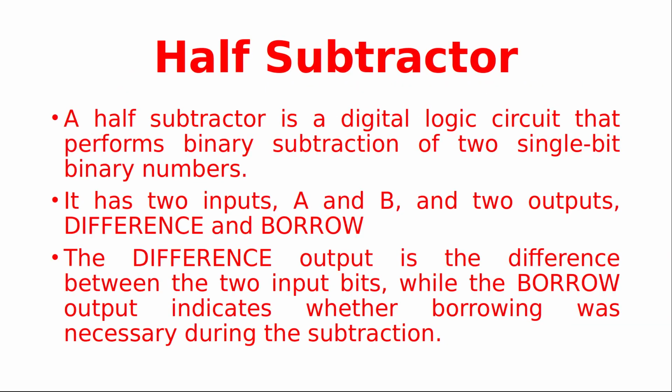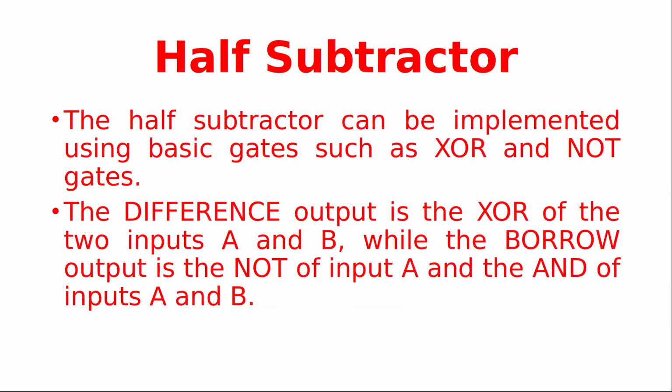Okay, here there are two inputs A and B and two outputs, difference and borrow. The difference means the difference between the two inputs. Borrow means we get the borrow from the nearest neighboring digit. So at that time borrow will be activated.